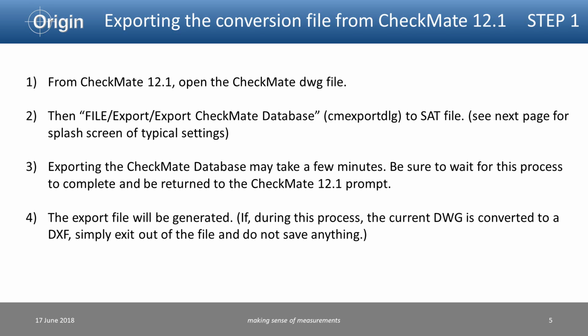Now, if during this process the current DWG gets converted to a DXF file, and you'll see that up at the top where it shows the file name, simply exit out of the file and don't save anything. So, let's go ahead and do an example.